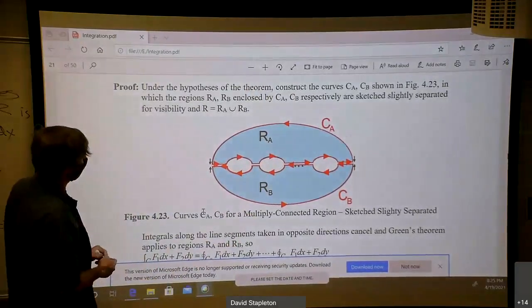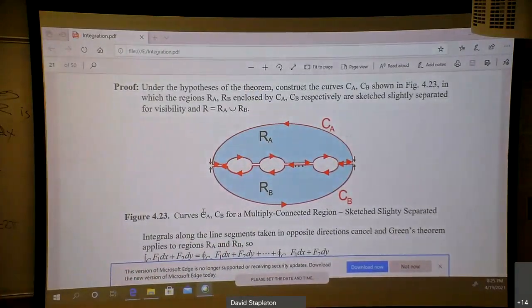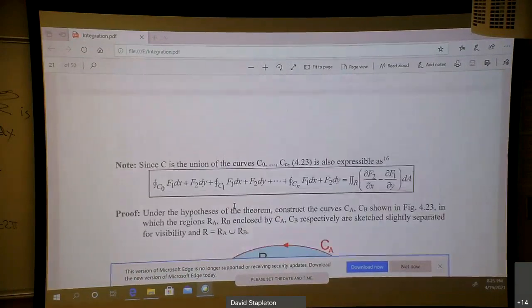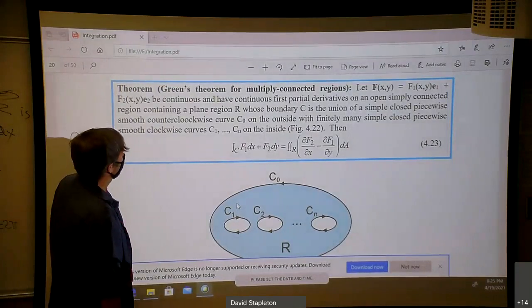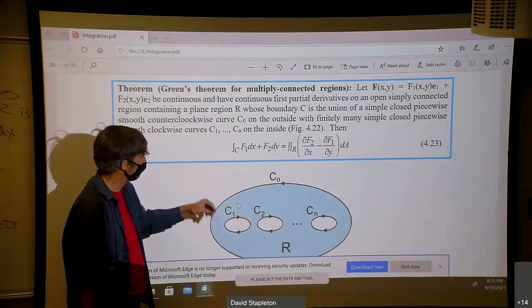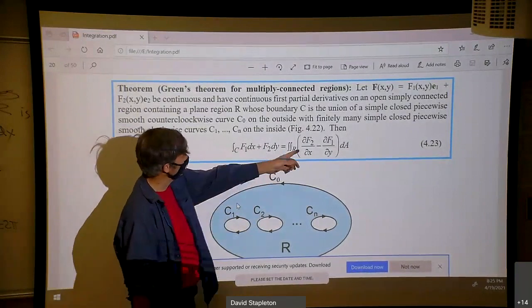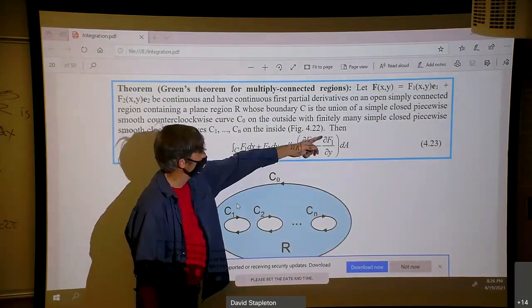What that says is you can handle the multiply connected region by thinking there are two of these Green's theorem style regions and applying Green's theorem to them. Under the hypothesis of Green's theorem, the integral along C, where C is the union of a counterclockwise outside curve and all these clockwise inside curves, of F dot dr, or this notation, doesn't matter, is the Green's theorem result: the integral over the region between them of dg/dx minus df/dy.